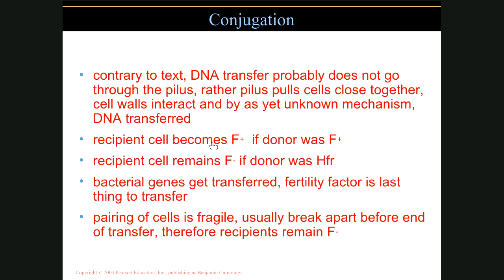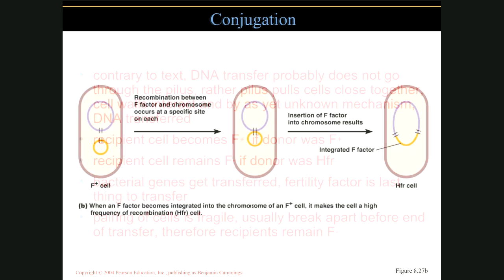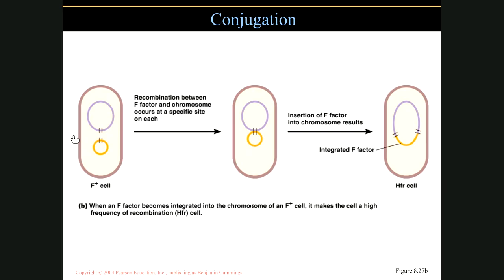Now, what happens if an HFR cell conjugates with an F minus? Well, in order for an HFR cell to be produced, the fertility plasmid has to integrate with the bacterial chromosome, so a recombination event occurs, and now you have an integrated plasmid. As we said, this cell, the HFR cell, is still fertile, it still makes a pilus, it still conjugates with an F minus, but what happens to the F minus is different.